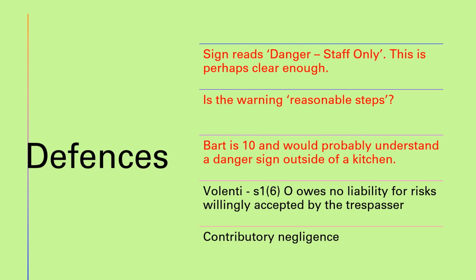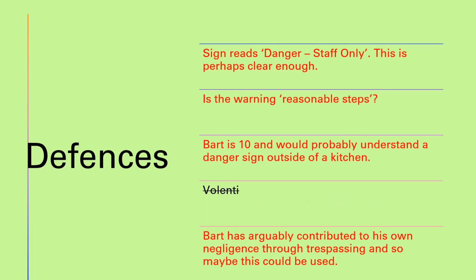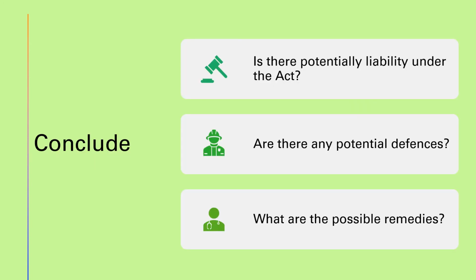However, Bart, in the context of a kitchen and with a danger sign, would probably understand it. If you're a fan of The Simpsons, you know Bart is 10, and he's been 10 since the show began. In terms of voluntary assumption of risk, so he owes no liability, risk willingly accepted, I think it'd be hard to use this defence with respect to a child. So for this, probably going to not use it. Has he contributed to his own negligence, through trespassing or through using the kitchen knives? Potentially, so this might be used. So we've got two possible ways of removing liability there.